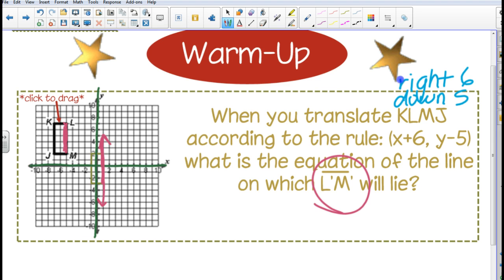What's the equation of the line? It's hitting the x-axis, and it's hitting it at 1. So what's the equation of this line right here? x equals 1. That is the answer to the warm-up. Yay, very good.